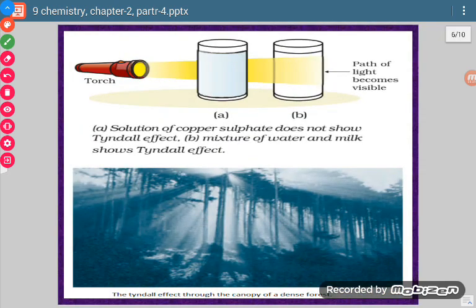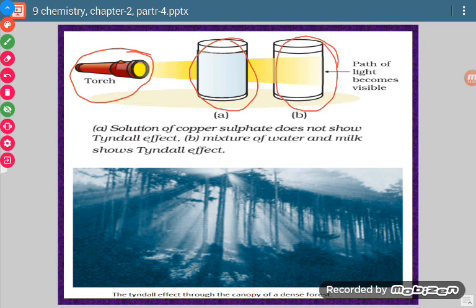Now see, you can see these two pictures. The first picture is showing the process of Tyndall effect. Now see what we have taken. In this we have taken a source of light. See, this is a torch, it is the source of light, and in this we have taken copper sulfate solution. And here we have taken a mixture of water and milk. So actually, here we have taken a solution and here we have taken a colloidal sol.